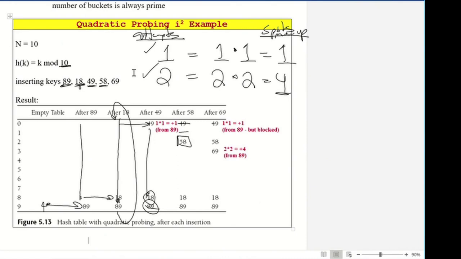So notice, using that i squared, that's really all it is, quadratic, it's just saying how many attempts have I made to now how many moves am I going to make. So notice, pretend for a second, my third attempt. 3 times 3 equals what, class?